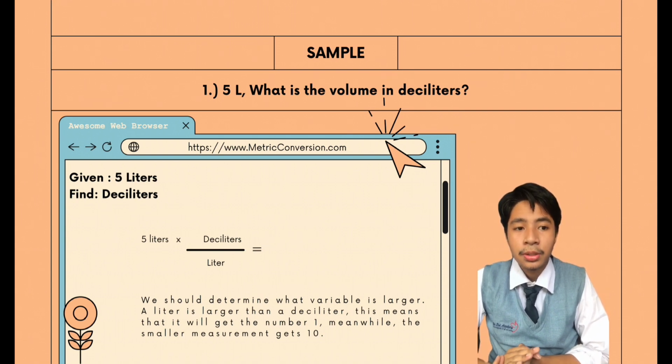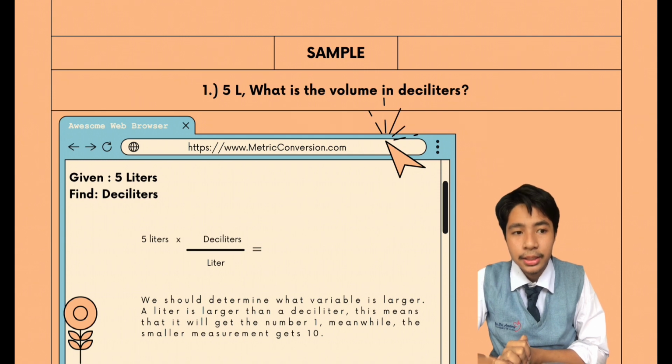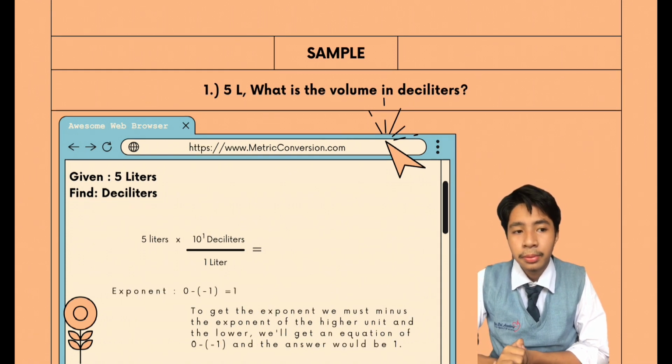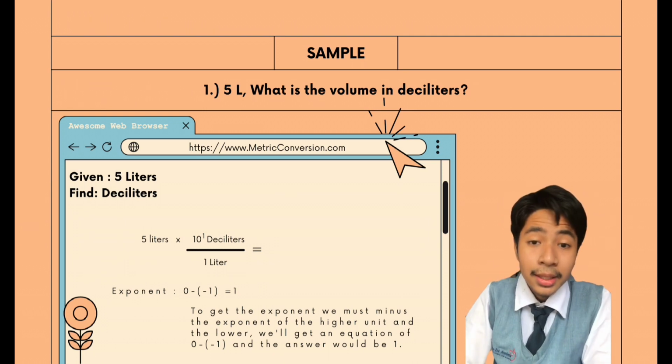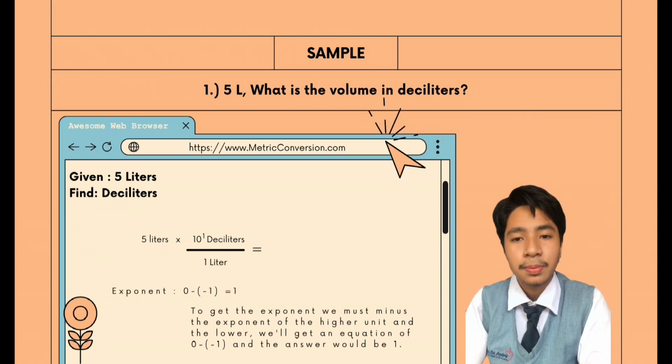The next step is we should determine which unit is larger. Since a liter is larger than a deciliter, it will get the number 1. Meanwhile, the smaller unit gets 10. So it would be 5 liters times 10 deciliter over 1 liter. Now that that's done, we need to find the exponent. To get the exponent, we must subtract the exponent of the lower unit from the higher one. This is all based on the metric conversion chart that we have.